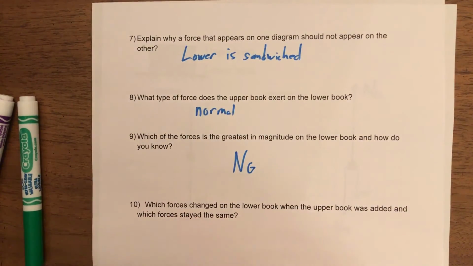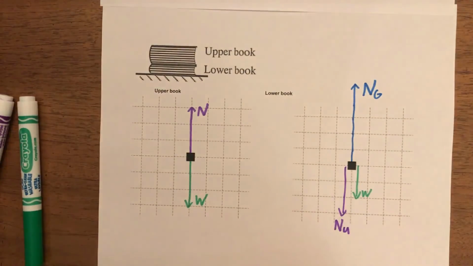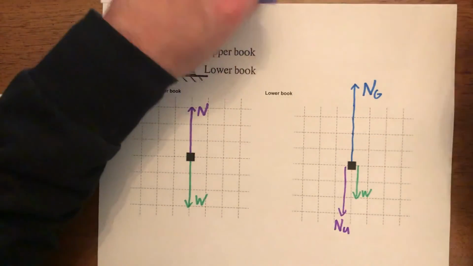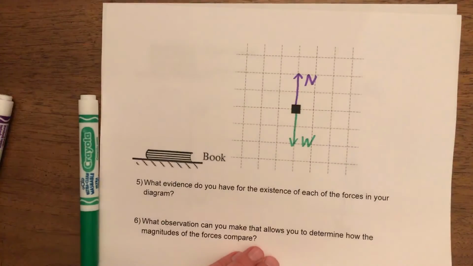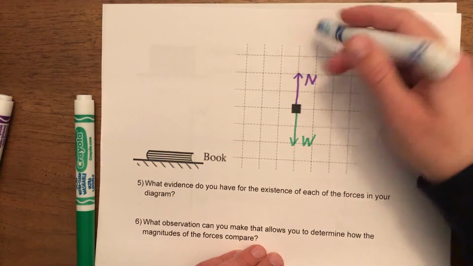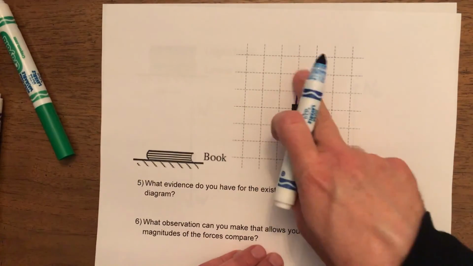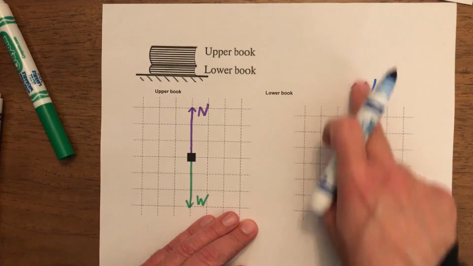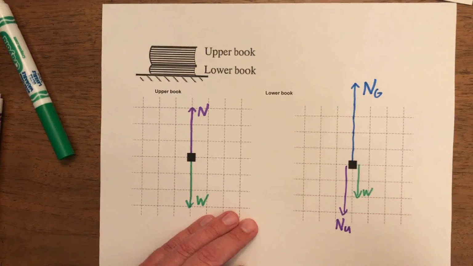Which force changed on the lower book when the upper book was added, and which forces stayed the same? So the force that changed would be the normal from the ground, because before, let me get this one back out. When the lower book was just sitting there by itself, I only drew it as 2 blocks. Again, I arbitrarily chose that, but because it only had to match its own weight, the normal from the ground. But now it's got to match the weight of both the lower and upper book. So this normal force from the ground changed on the lower book.